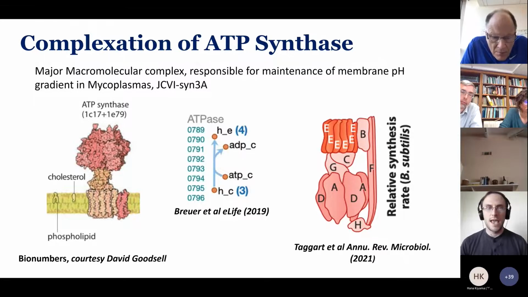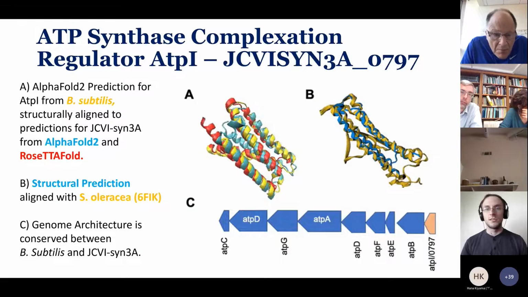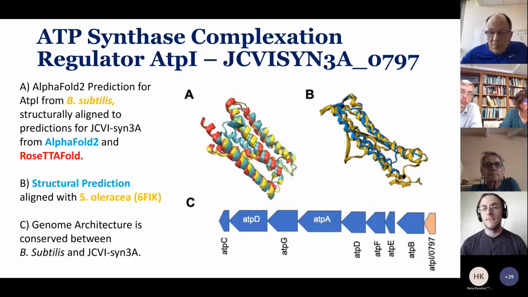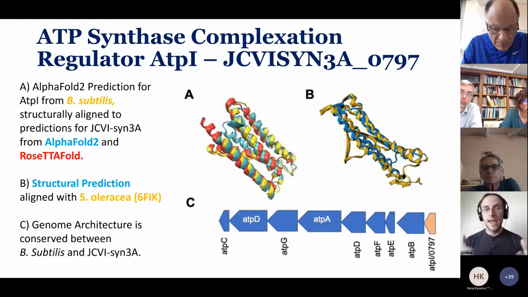But one thing that hadn't been characterized yet was the gene immediately preceding all of these ATP synthase genes. And we, again, using AlphaFold and examining the genome architecture, were able to assign this functionality to the regulatory protein ATPI that's involved in modulating the efficiency of the complexation of the entire ATP synthase machinery at the membrane.